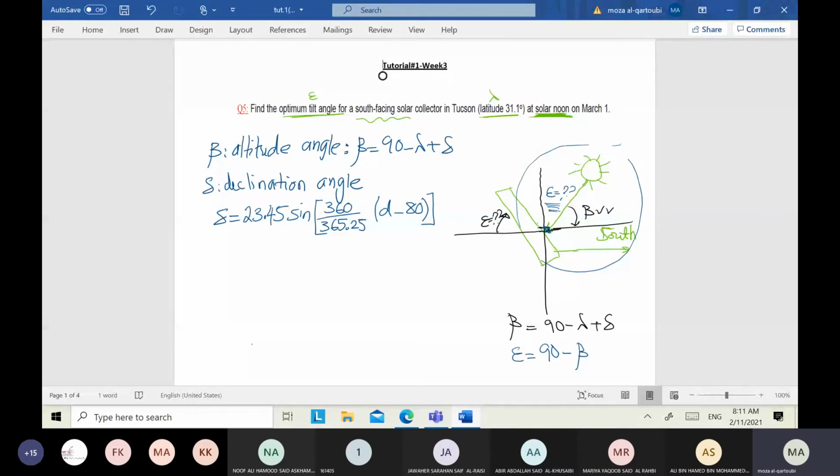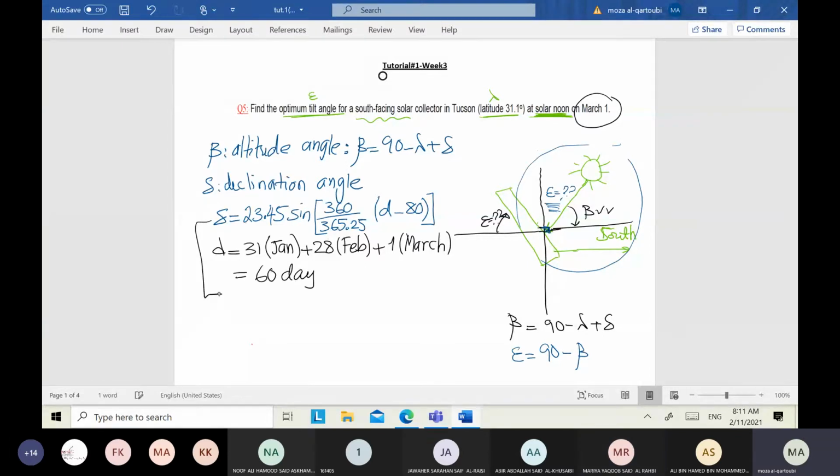Now, anyone know the number of days? D equals how many days? How to find it? We're starting from January. So 31 for January, plus 28 from February, or 29, plus 1 for the first day of March. So the number of days equals 60 days.